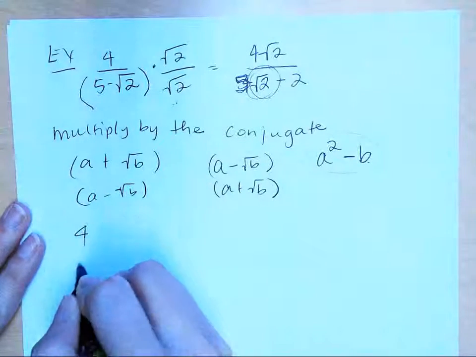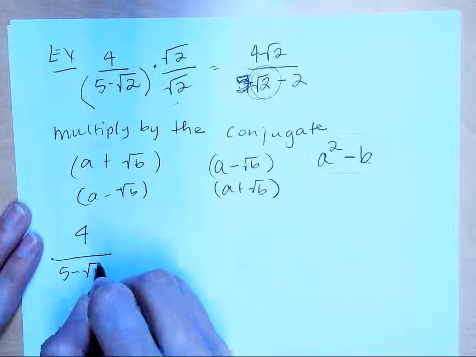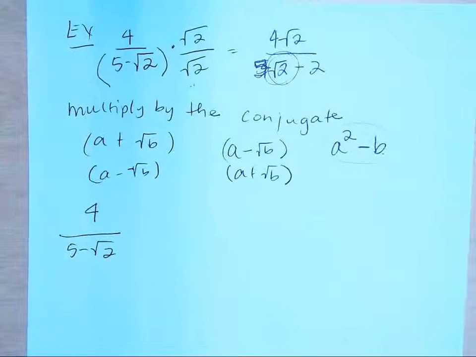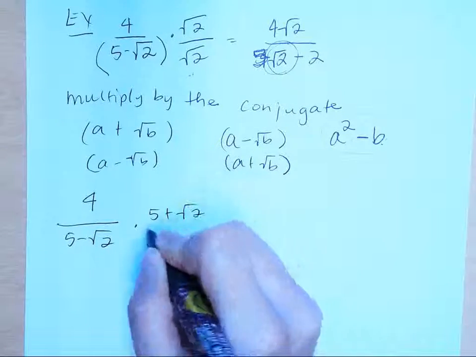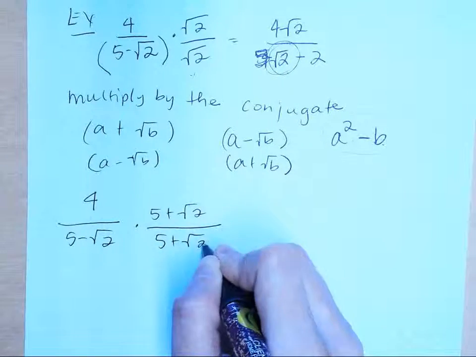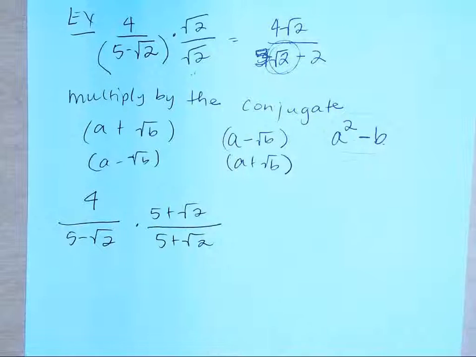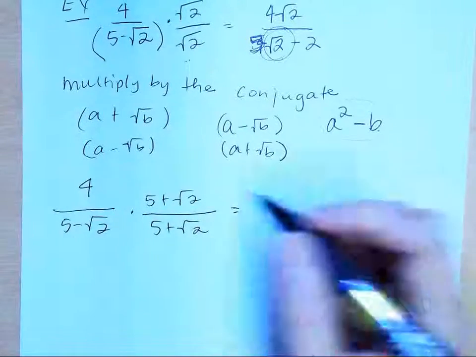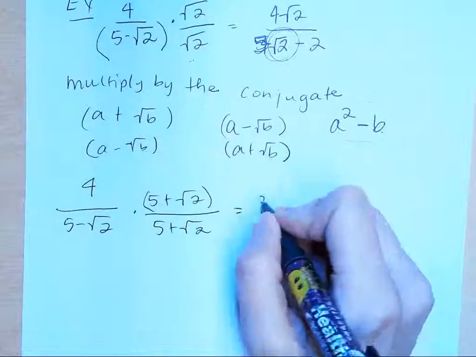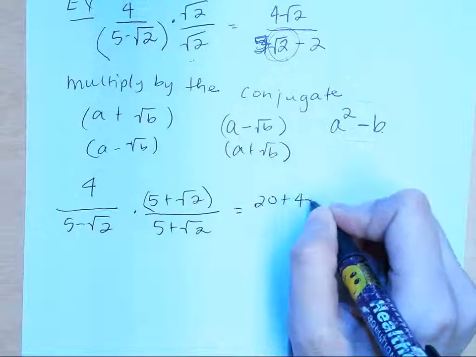Okay, so let's start with 4 over 5 minus root 2. What is the conjugate of the bottom? Yeah, 5 plus root 2. So we're going to multiply by 5 plus root 2 over 5 plus root 2. Why? The same thing on the top and the bottom. Multiplying by 1, right? It's not changing the value. Okay, on the top, again, we have to distribute this. So we would have 20 plus 4 root 2.